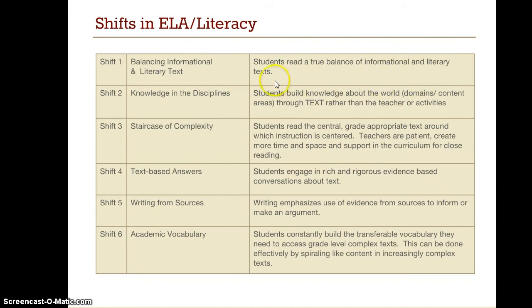So for the first shift, balancing informational and literary text, we talked a long time ago that at the high school level, students should be primarily reading non-fictional or informational text. It's about a 70-30 split. So that is something where we may have to take a look at what we are reading with students, and this again is going across all content levels, not just in the English department. And we really want to look for a more balance of informational text at the high school level.